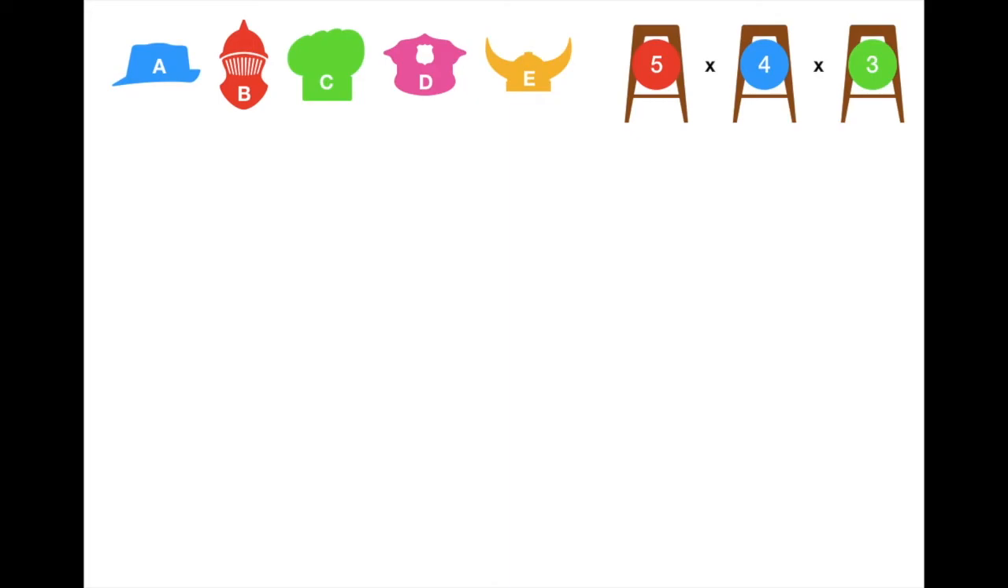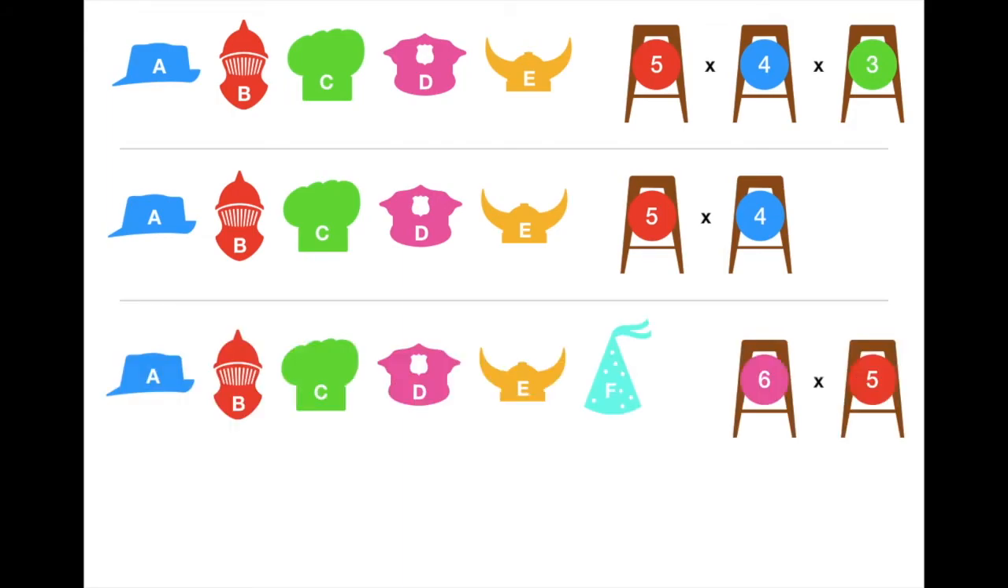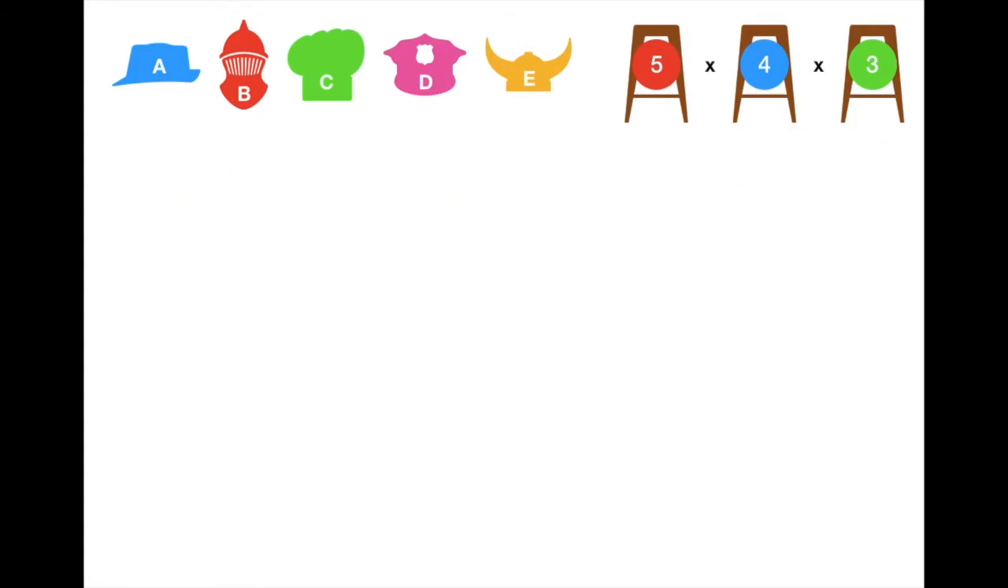So let's generalize this. If I had 5 hats and 3 stools, like I did in this problem, I can multiply 5 times 4 times 3 in order to get the number of arrangements for those 3 stools. If I had 5 hats and 2 stools, I would have one fewer stool to arrange, so I would just find the number of arrangements by multiplying 5 times 4. If I had 6 hats and 2 stools, I could multiply 6 times 5, since I have 6 possibilities for the first stool and 5 possibilities for the second stool.